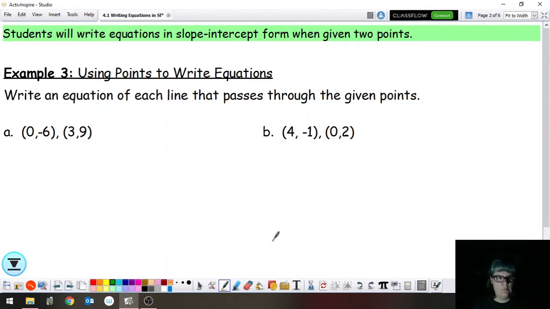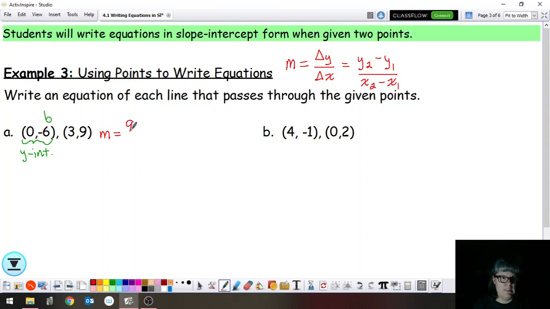In our last two examples, we're only given points, but we are given some special points. One of the points is a y-intercept, and I know this because the x value of the point is 0. But I still need to find slope, so here's the other thing I need to remember about slope. With the graphs, it was rise over run. With points, I need to remember that it's change in y over change in x, or that I'm going to find the difference between my y values. y2 minus y1 over x2 minus x1.